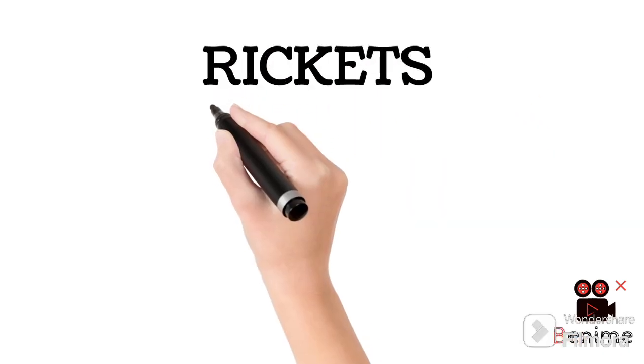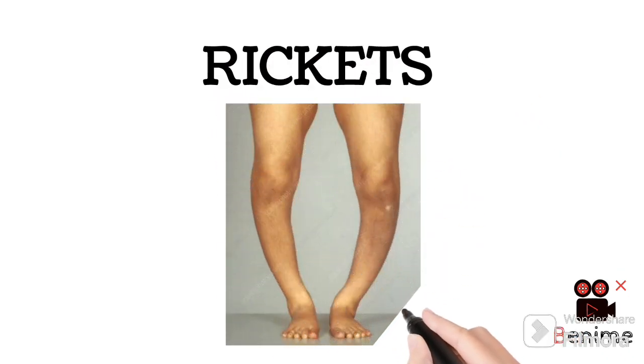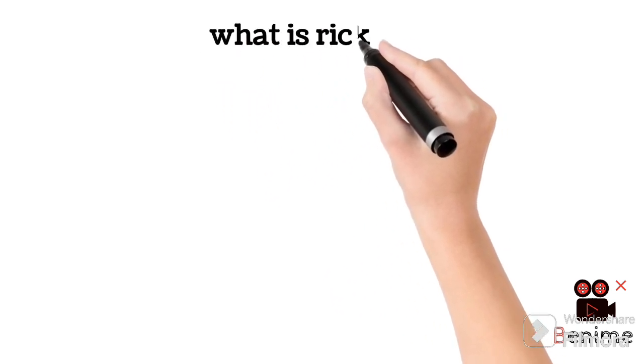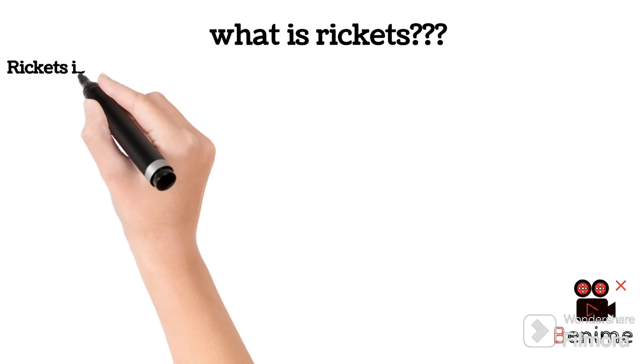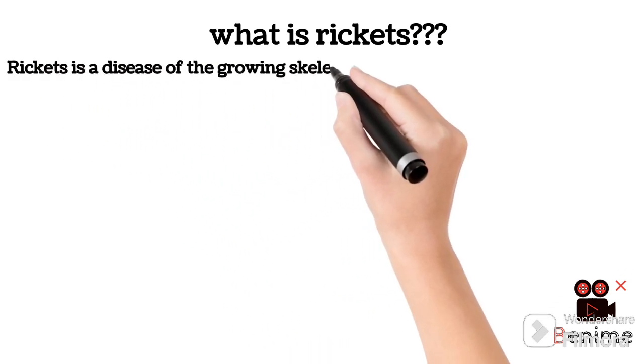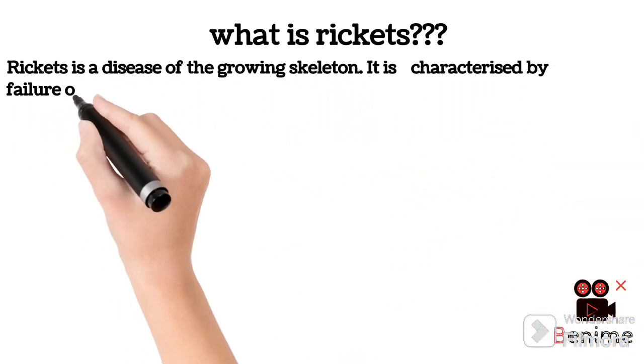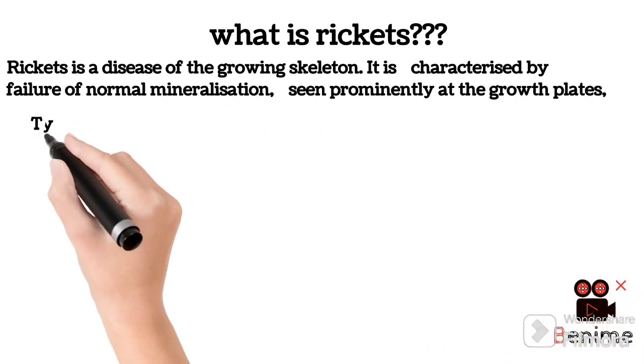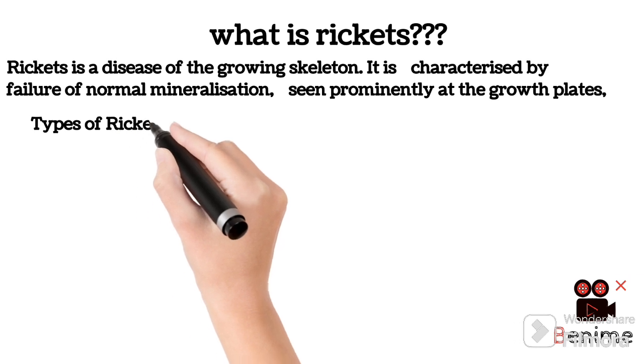Rickets. What is rickets? Rickets is a disease of the growing skeleton. It is characterized by failure of normal mineralization, seen prominently at the growth plates.